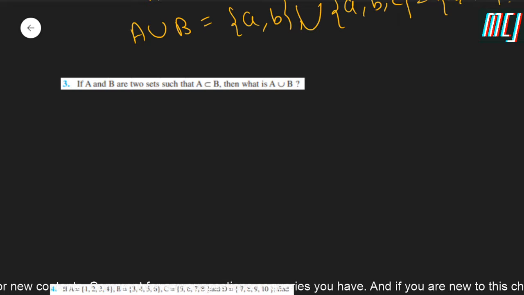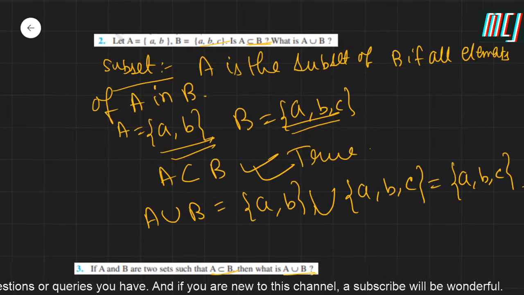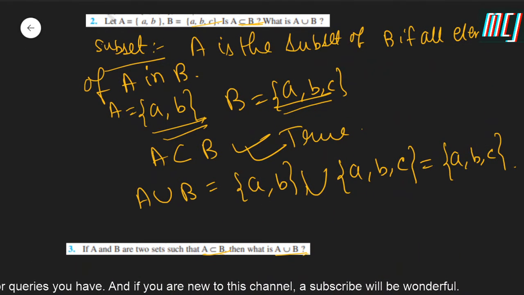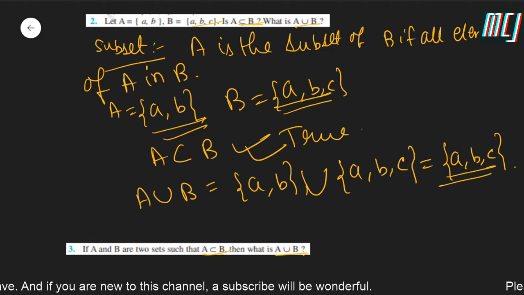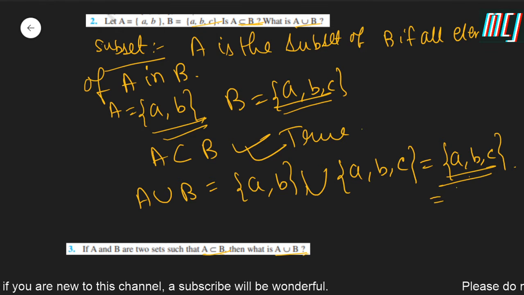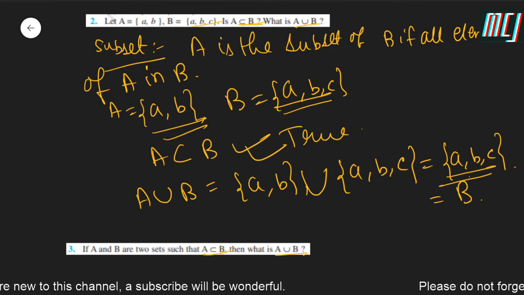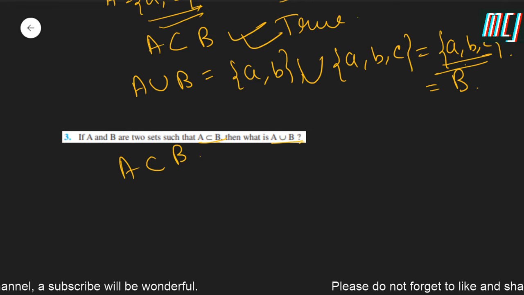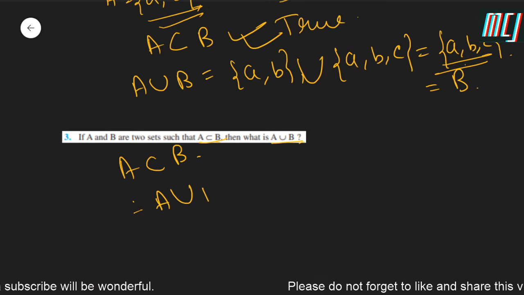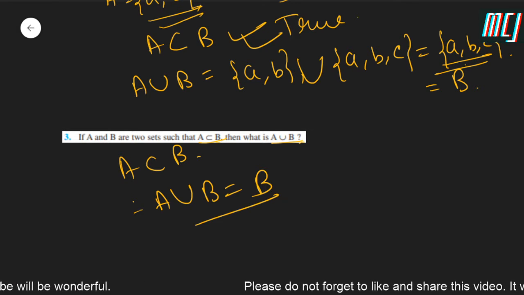The third one is telling that A and B are two sets such that A is a subset of B, and A union B. We have seen this in the previous example only. What was there? A is a subset of B and A union B, we got the set {a, b, c}, that is equal to B only. Same thing we will write here also: as A is a subset of B, A union B is equal to B. Clear?